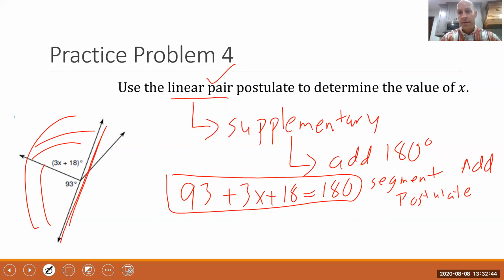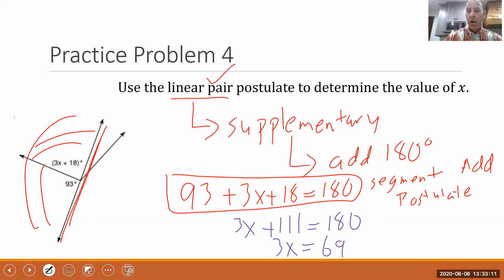I need to solve this. Okay, we've got to solve this. So let's go ahead and do that now. So we've got 3x is just 3x, but I can take 93 plus 18, and I'm just going to use my calculator here to make sure I don't make a mistake. That's going to be 111. Now I need to subtract 111 from both sides. Again, I'm going to use my calculator here just to speed this up. So we get 3x is equal to 69. And now we just need to divide by 3. 69 divided by 3 is 23. So the value of x for this problem is 23.